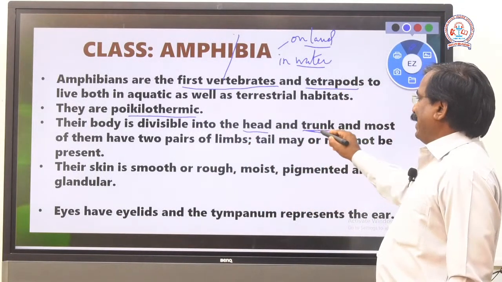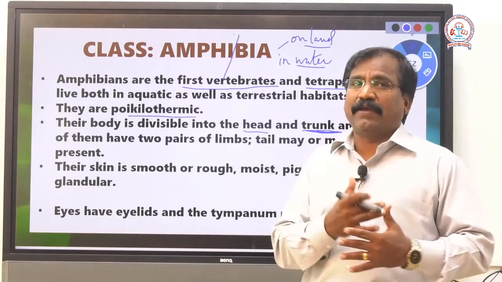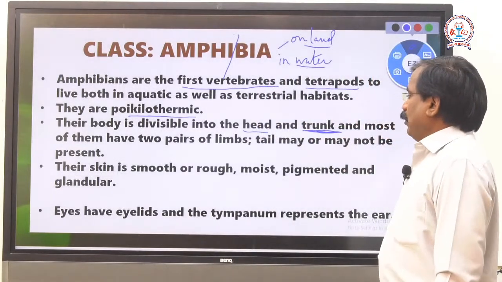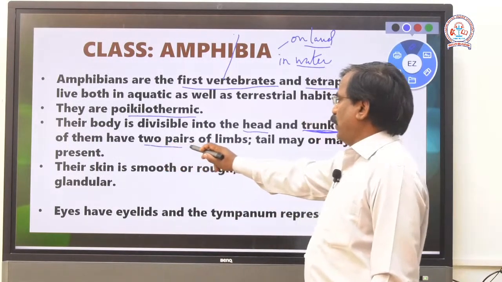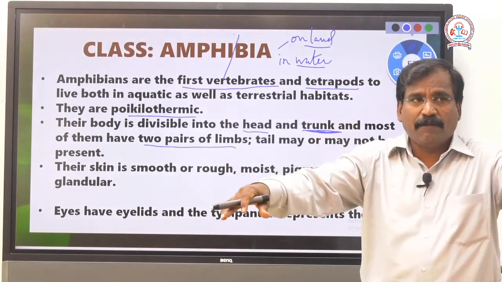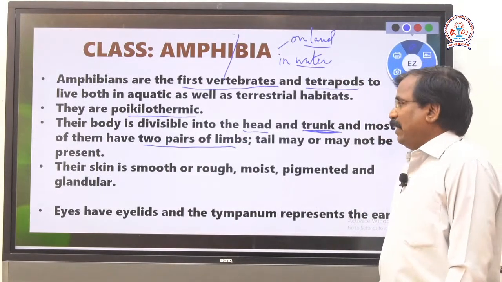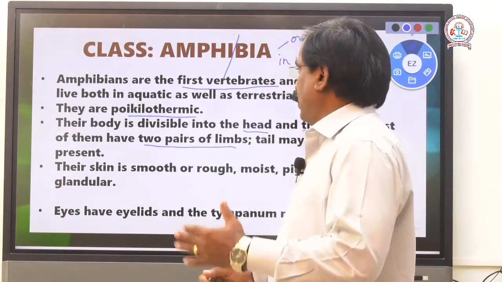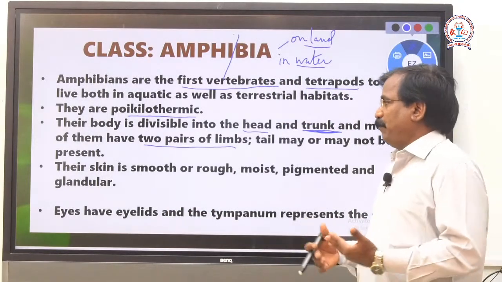Head, trunk, there is no neck connecting the head and trunk, and there are 2 pairs of limbs: a pair of forelimbs in front and a pair of hind limbs at the back. Tail may be present in some amphibia, and may be absent in others.